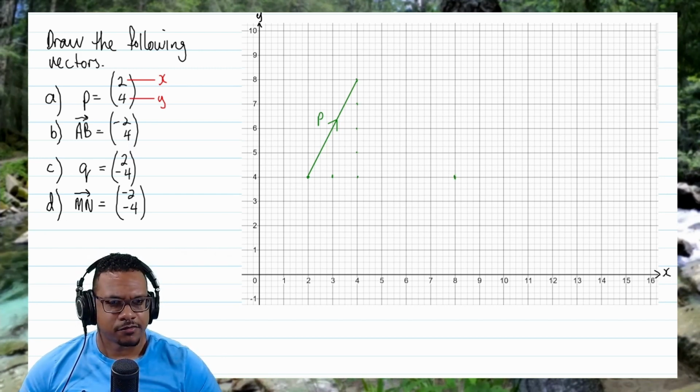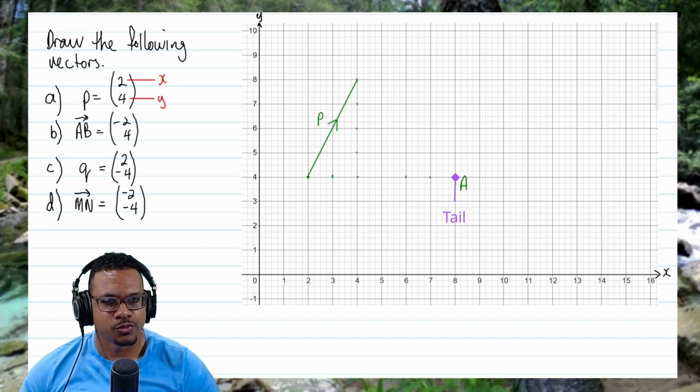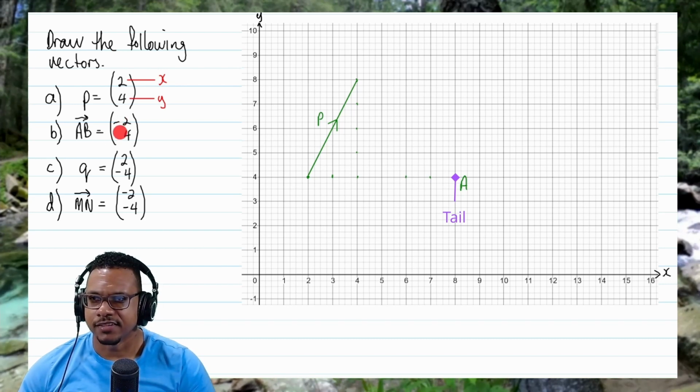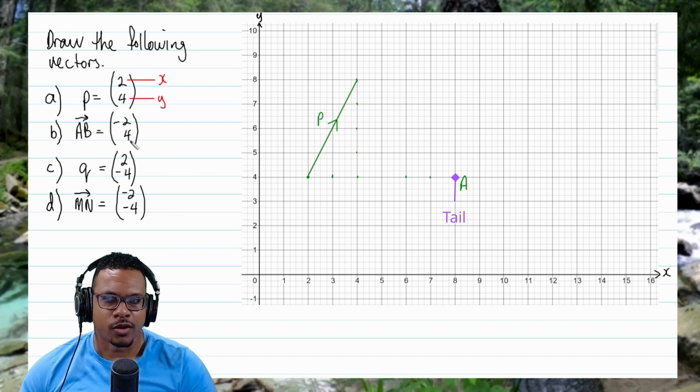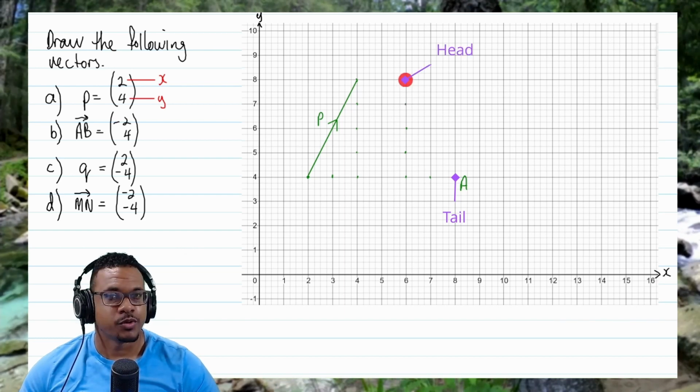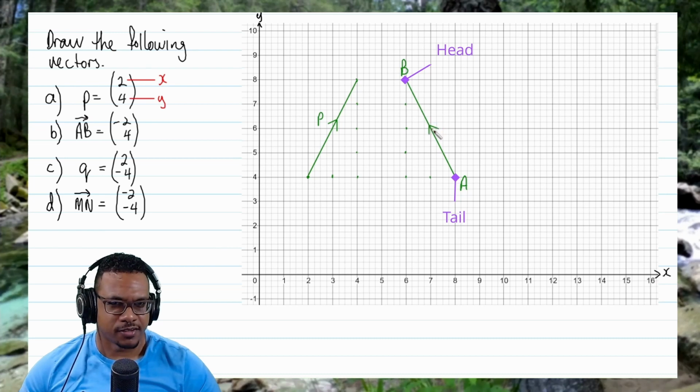So I'll mark this spot for the tail of the vector, which would be A. And I'll go 2 units to the left, so this is 1, 2, and that's because we had this -2 as our x component. And now I'll go 4 units upwards because +4 on the y would mean to go upwards by 4 units. So from here, I'll go 1, 2, 3, 4. And this point here would be where the head of the vector is, which would be point B. And notice the arrow on the vector always points from the tail to the head.